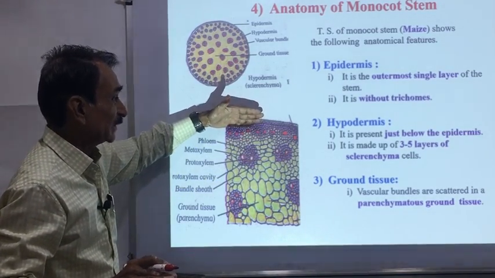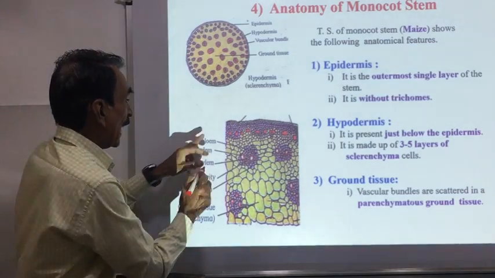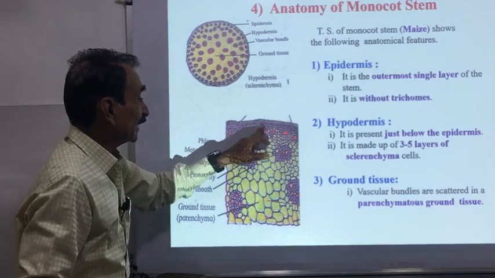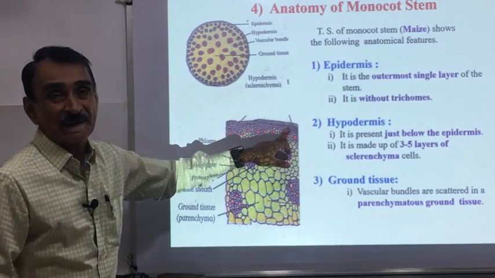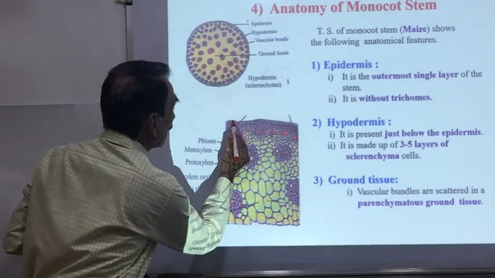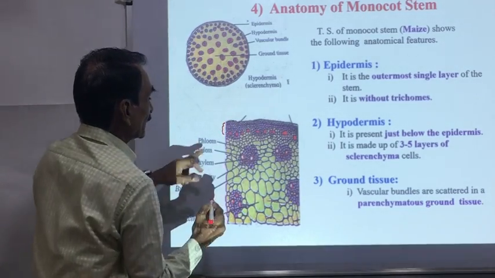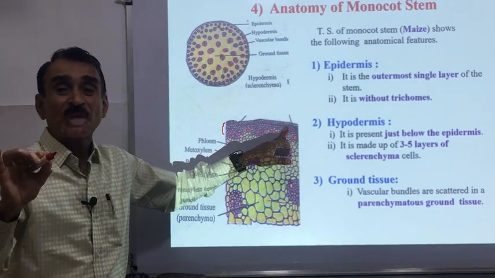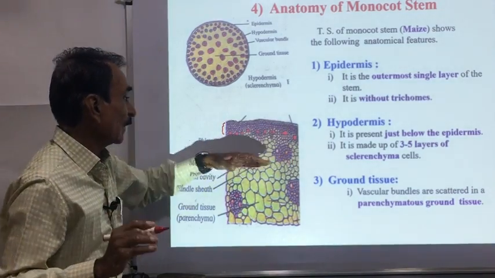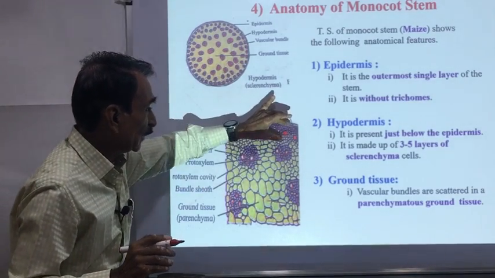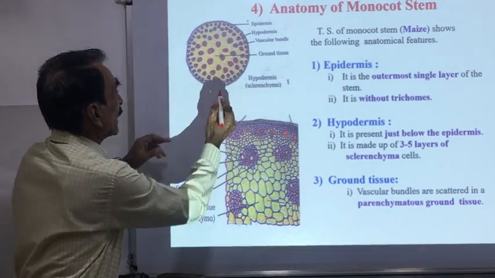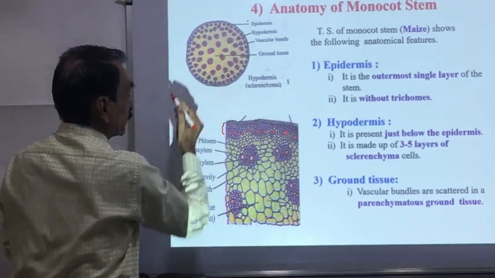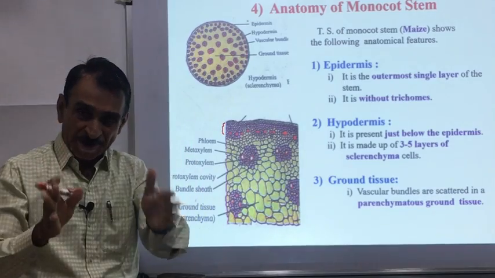Below this epidermis, there is a hypodermis. Hypodermis is present just below the epidermis. There are 3 to 5 layers of sclerenchyma cells. Here, the epidermis is followed by this hypodermis. Hypodermis is made up of sclerenchyma cells which are providing the mechanical support. Below this hypodermis, you can see there is a ground tissue. This complete is a ground tissue. This ground tissue is made up of parenchyma cells.